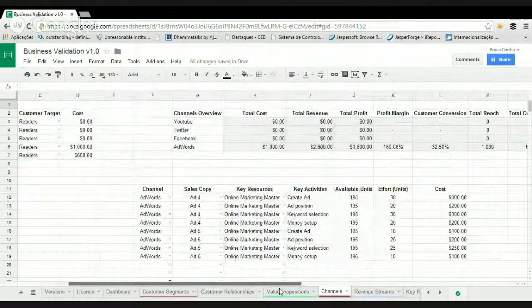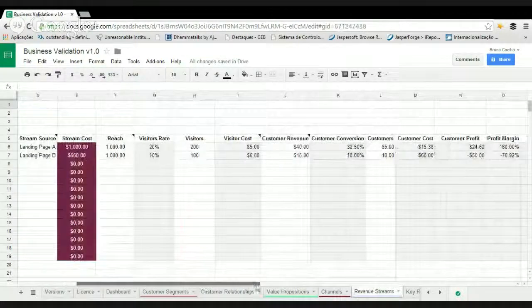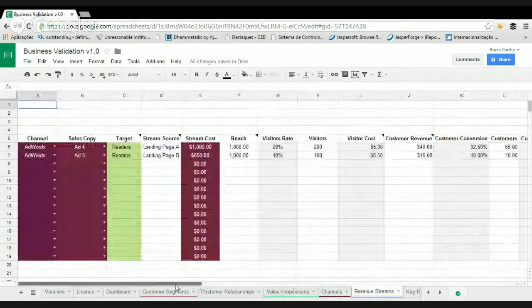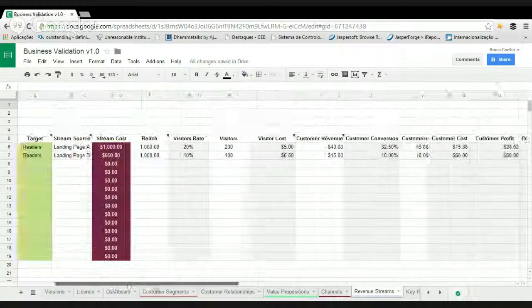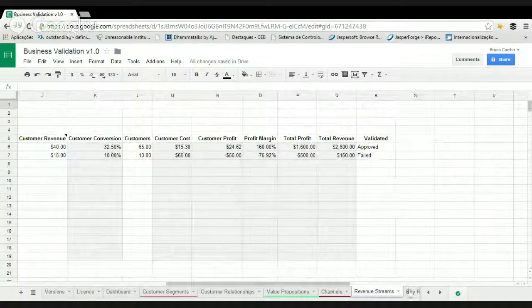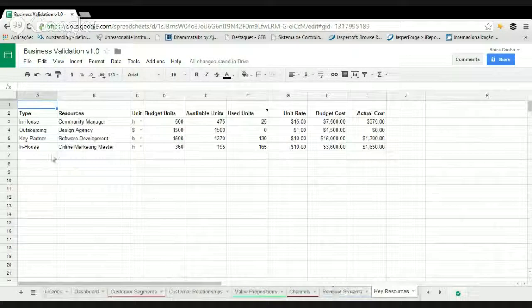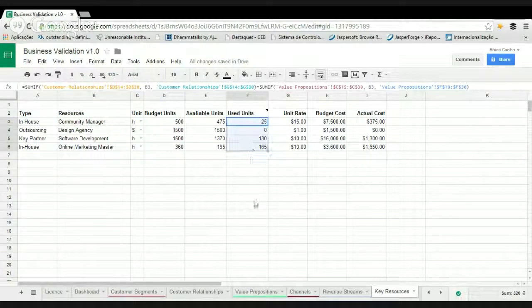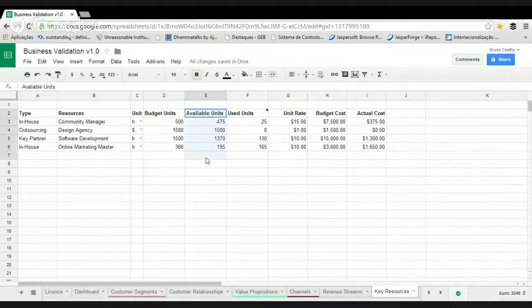So basically you have different views for the same business. Here you're seeing the channels view. And for each view, you'll understand what the costs involved are and the profits and the profit margin for each thing that you're planning to build. Here are the key resources. You can just add key resources as you go and attribute budget units, and for every value proposition or customer relationship that uses these key resources, you'll see the available units going down.